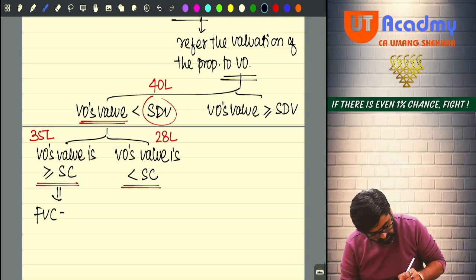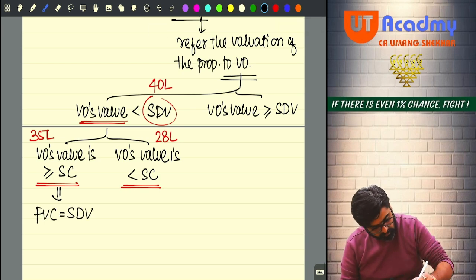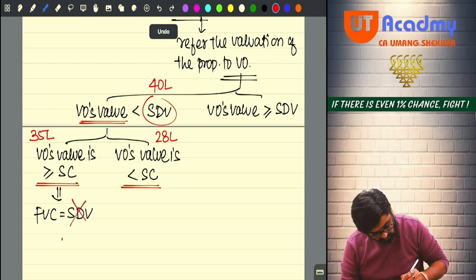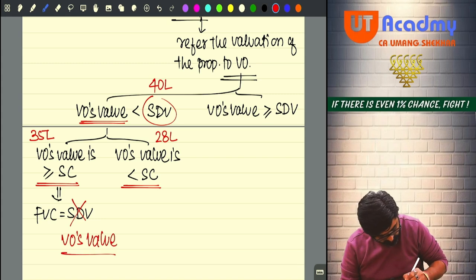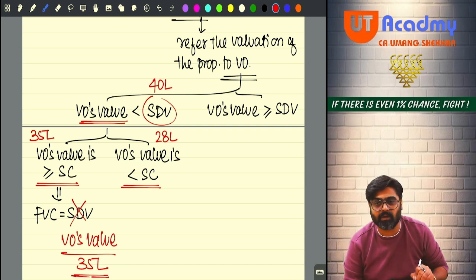Your full value of consideration cannot be your stamp duty value. It will be how much? VO's value. Which was how much, friends? 35 lakhs. Because it is still higher than your 30 lakh sale consideration, no?